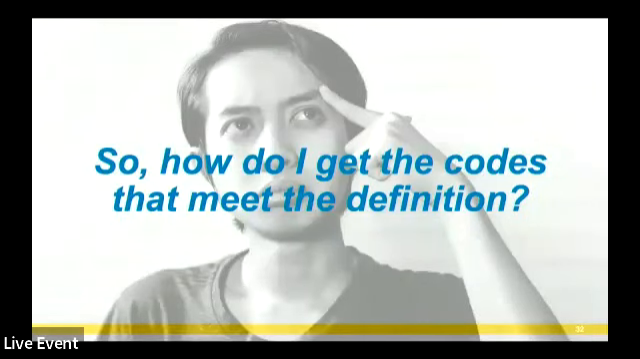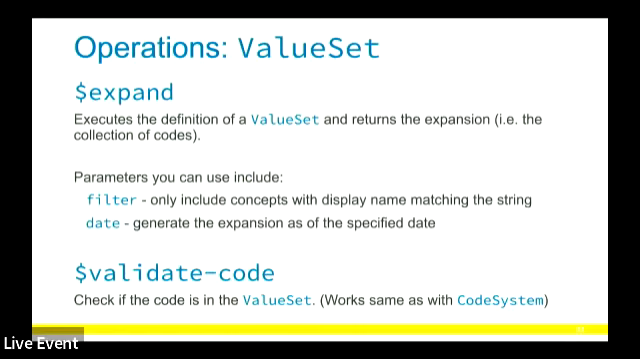But you might be wondering, okay, if I use definitions like that, how do I actually get the list of codes from that? So I just sketched out those criteria, but how do I actually get that? That's where the operations come into play. The operations for ValueSet that are of interest are expand and validate code. Expand is the operation that executes the definition of the ValueSet and returns the collection of codes that meet that definition. So that is the technique for getting back the actual list of codes that you want.